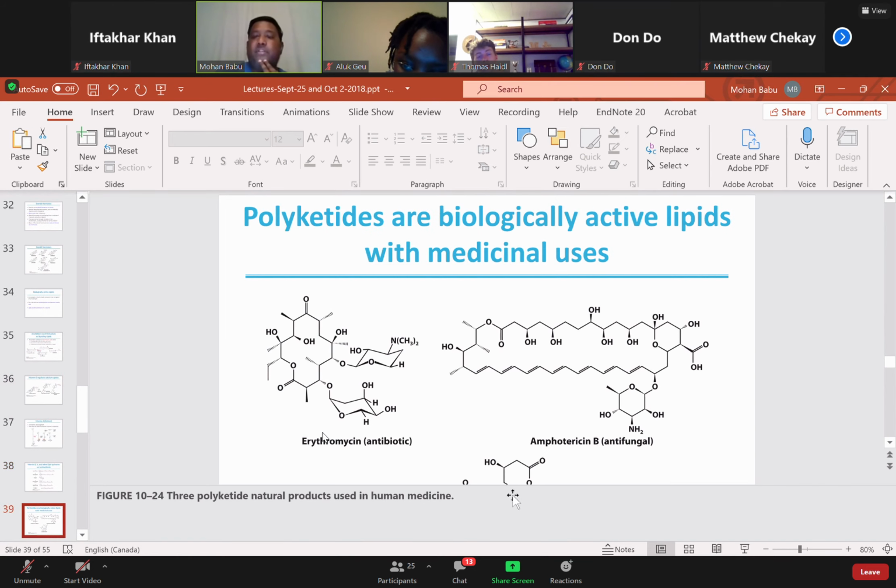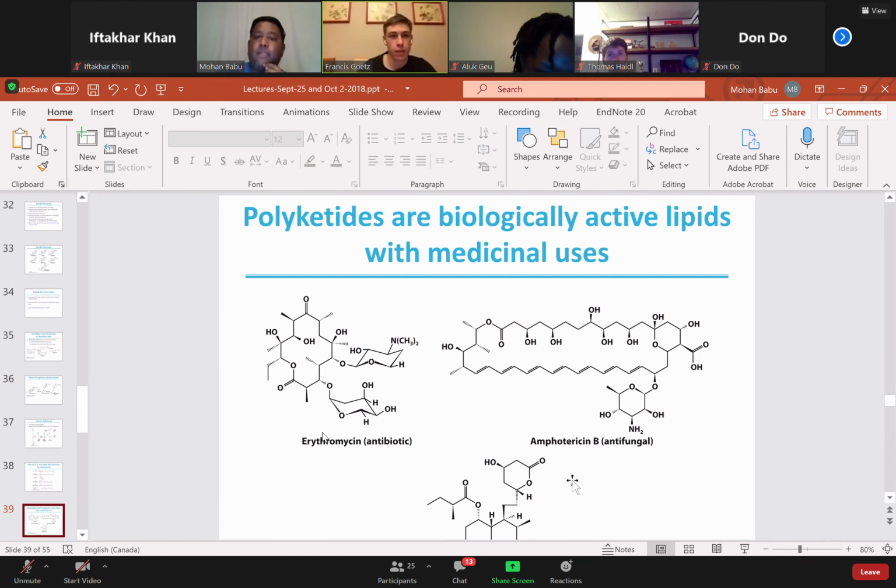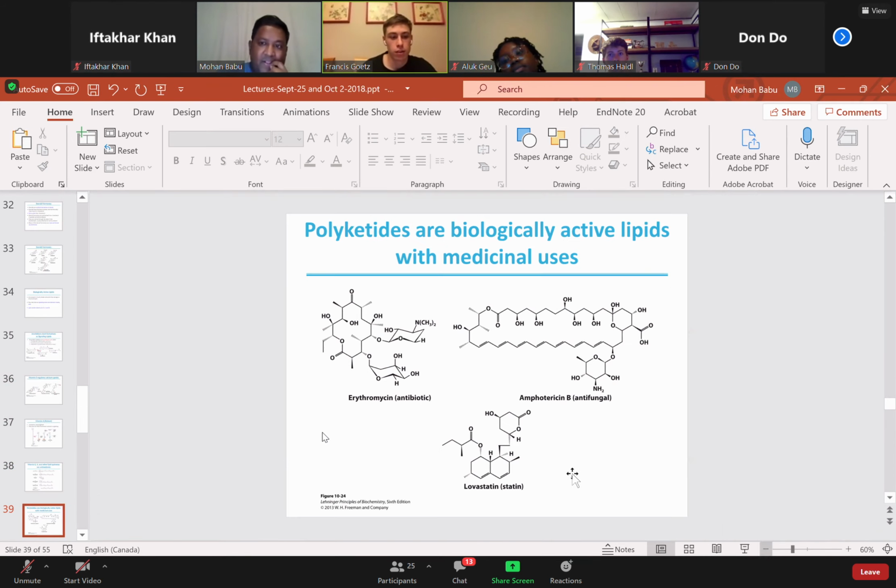Do you know where we use these molecules called statins? Is that for blood pressure or cholesterol? Cholesterol, yes. When people have high cholesterol, they usually recommend lowering the cholesterol level, and for that they give statin medicine. This is prescribed for people who have high cholesterol levels.